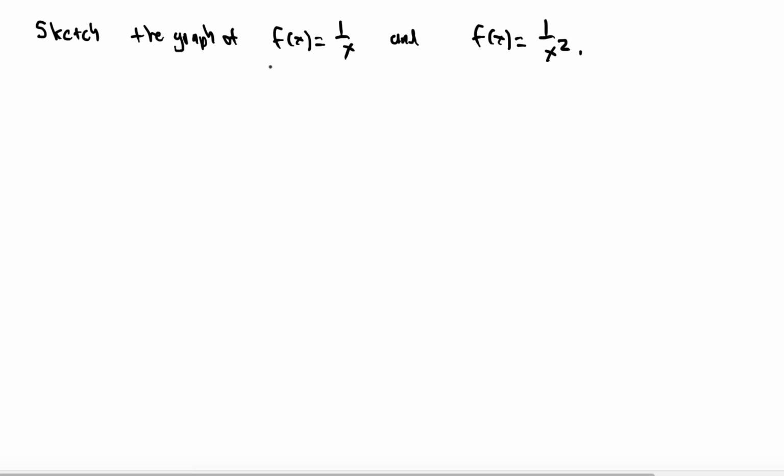Sketch the graph of these two functions. The first one is f of x equals 1 over x, and the second one is f of x equals 1 over x squared. So for the first one, let's just make a table, okay? And we'll just plug in certain values here, right?